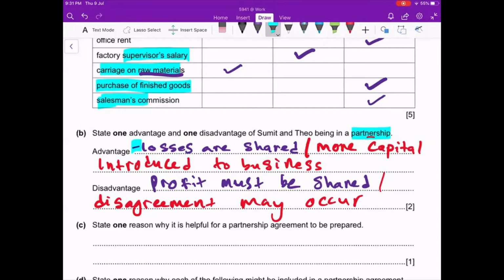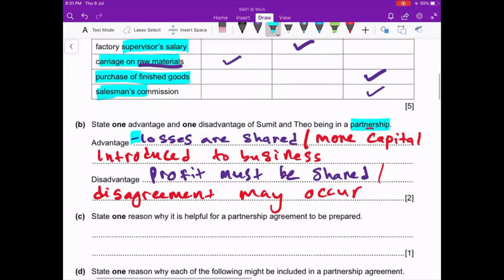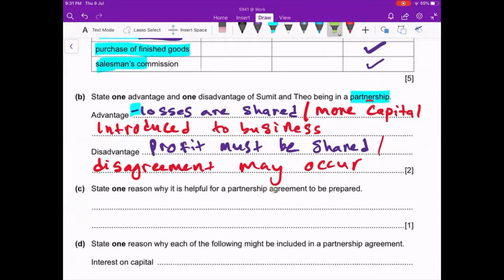State one reason why it is helpful for a partnership agreement to be prepared. Okay, why do we prepare an agreement? If we prepare an agreement, we can overcome the disadvantage. The disadvantage here, in red, is that disagreement may occur. To overcome this problem, what can we do? We can make a partnership agreement.